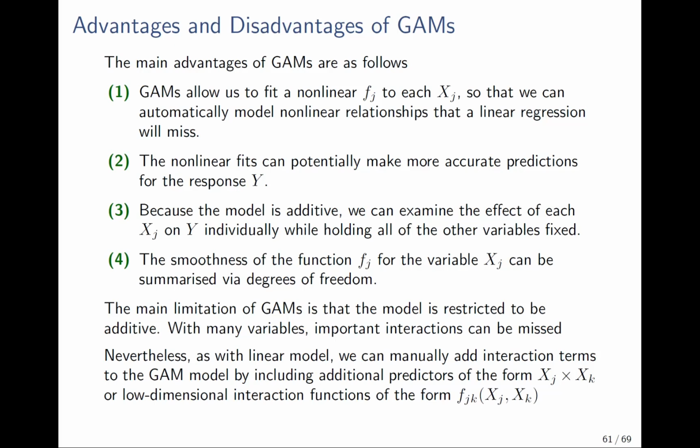The main limitation is, of course, that the model is restricted to be additive, and therefore with many variables important interactions can be missed. Nevertheless, as usual with a linear model or an additive model, we can manually add interaction terms to the GAM by including additional predictors of this form, or low-dimensional interactive functions of this form. So it actually provides a very flexible fit, as we would imagine by Taylor's theorem.